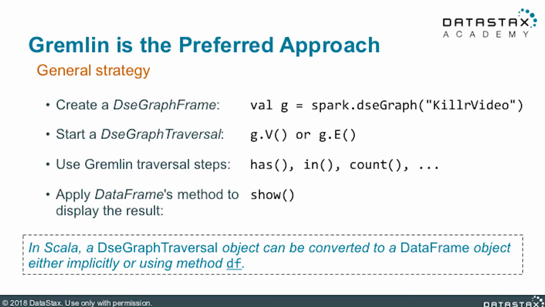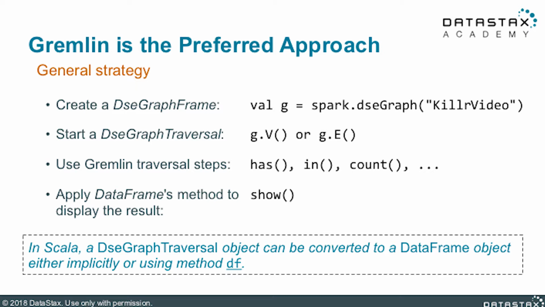Gremlin is a preferred language when it comes to defining traversals in DataStax Enterprise Graph. This is also true for DSE GraphFrames. Here we describe a general strategy of using Gremlin API with DSE GraphFrames. The following code is executable, for example, in Spark shell.